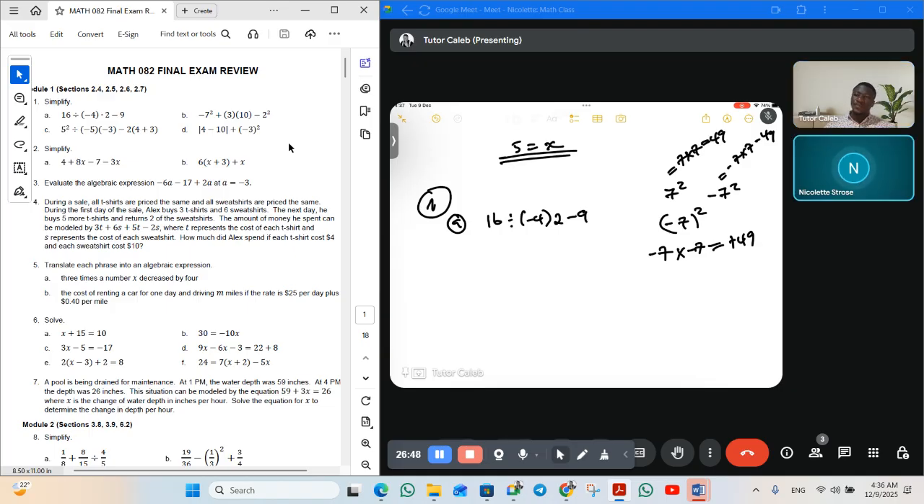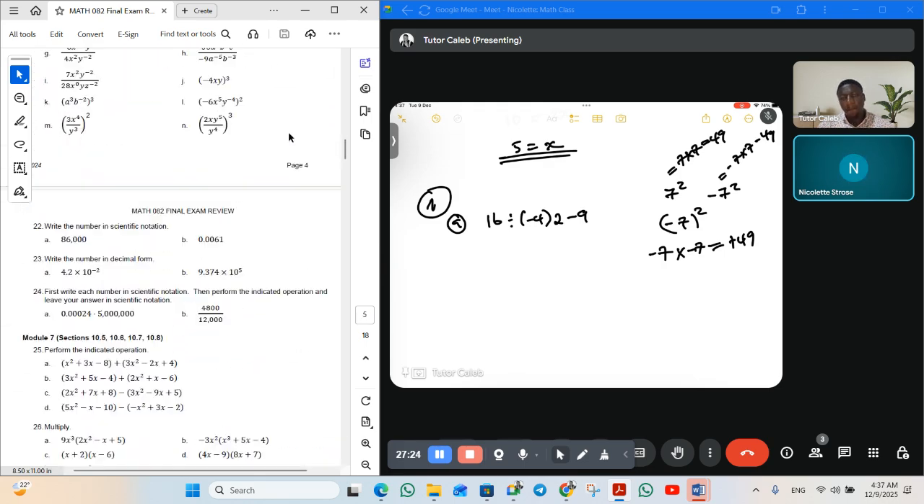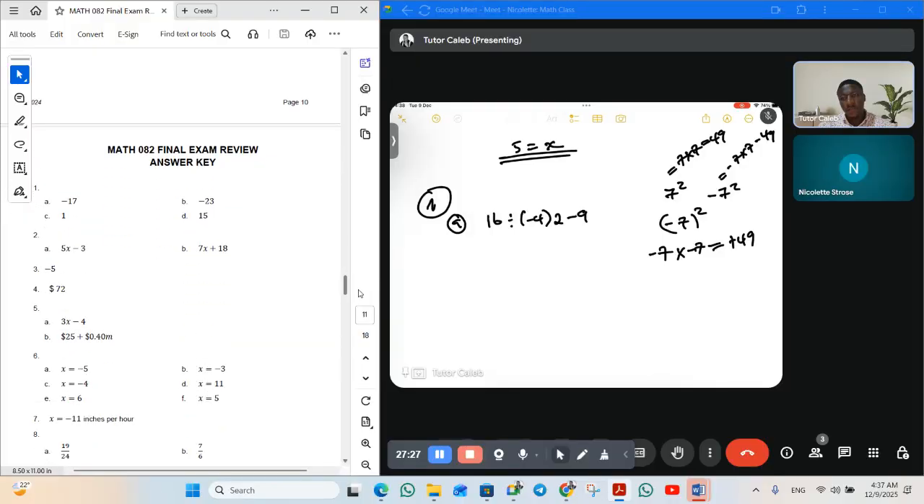Okay. So let me see if I can do B. This says negative 7 squared plus 3. I got negative 23. Correct?